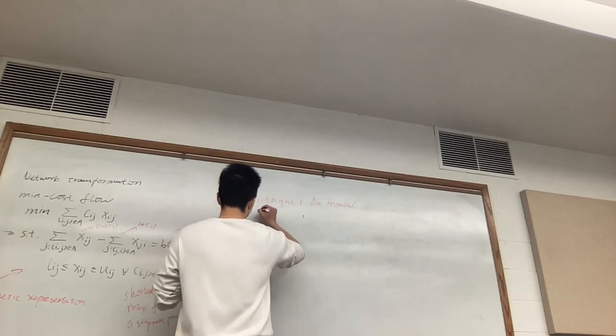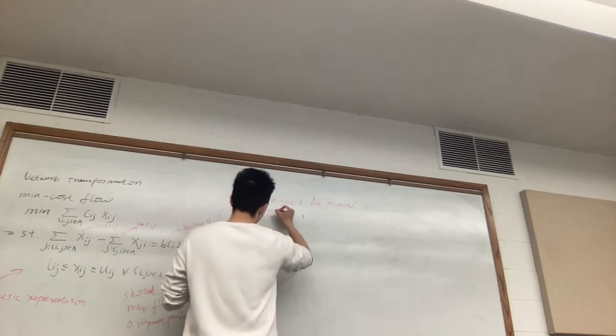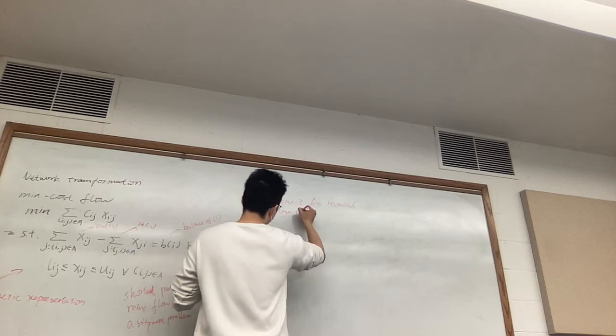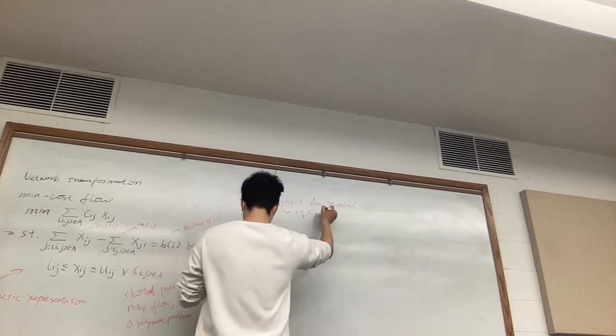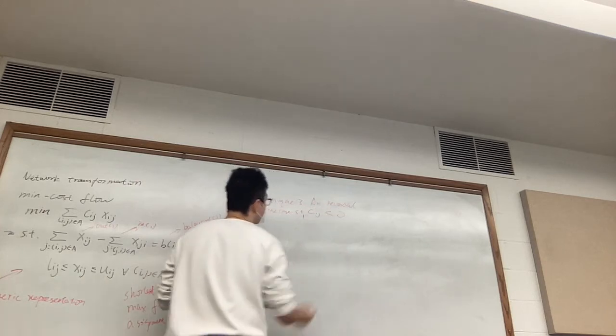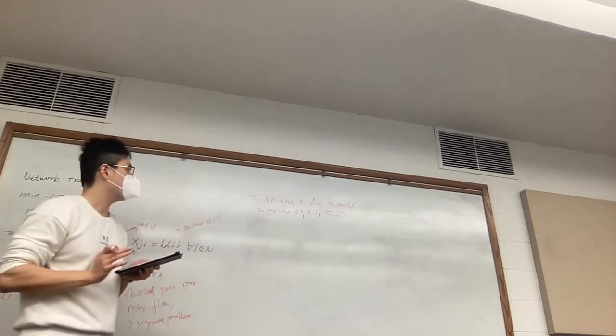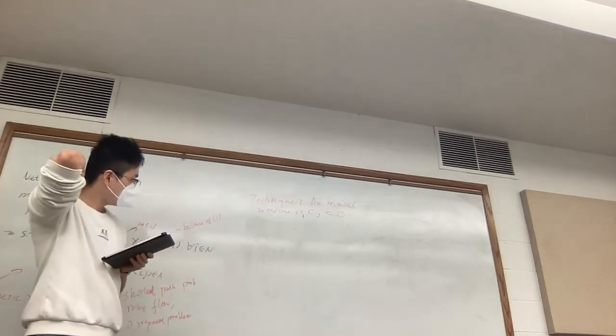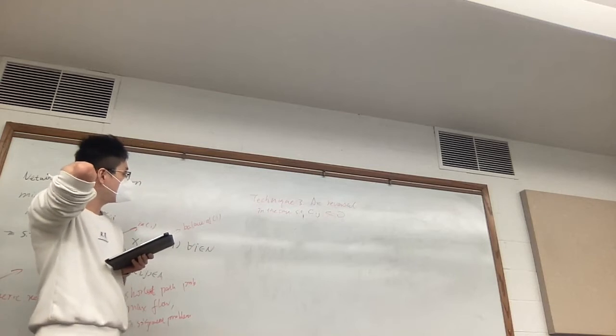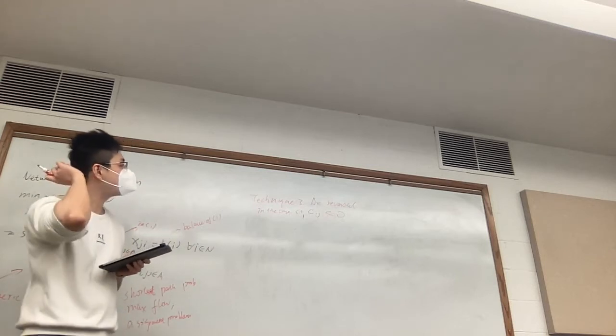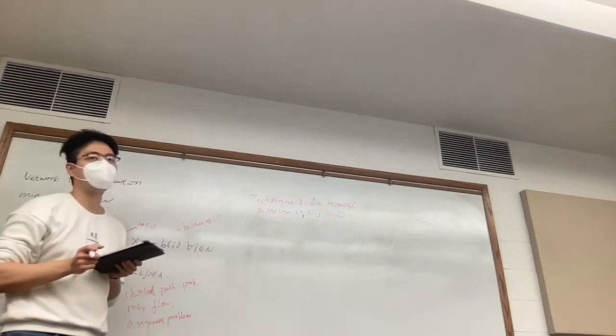It is used in the case such that Cij is less than 0. So for some problems, you will be told that, say, Cij is less than 0 for some arc I to J. What does this mean?